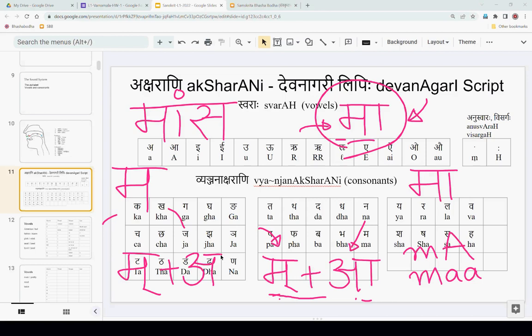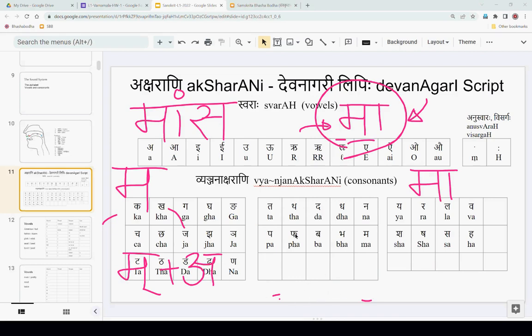Now, when we say mausa, there is an anuswara there. Which swara is the anuswara following? A only, not ma, because anuswara always follows a swara. It doesn't follow ma, it follows a here, in mausa. So that has to be pronounced correctly. Keep that in mind. It should not be pronounced as mansa, not mansa.